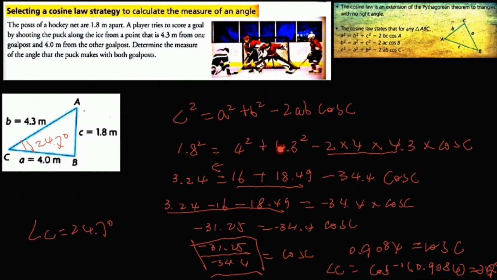So we use the cosine law and solve for the angle we don't know, but we know the three sides. Okay?